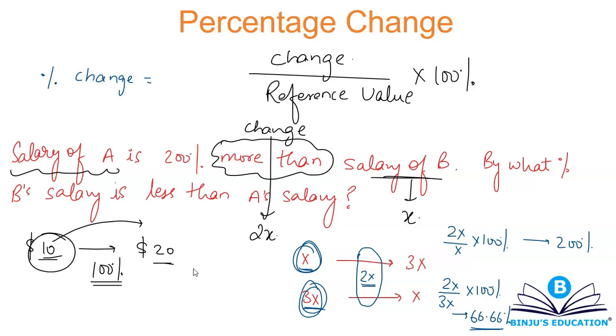There is no rule that you have to always calculate with respect to the initial value. It's just that it makes comparison easier, by what value it has increased or decreased. But it's a general notion. You can't say that you can't calculate percentage change with respect to $20. That is nowhere mentioned in maths. So remember, percentage change is simply change divided by the reference value multiplied by 100%.